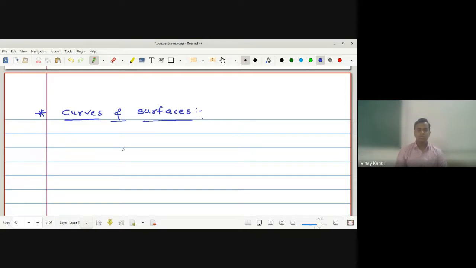Suppose in two dimension space there is a line. So what is the equation of line in 2D space?